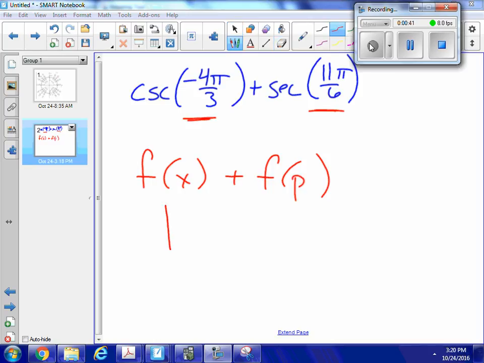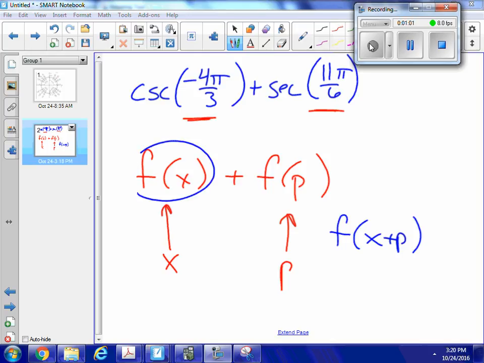In this function here, the x is my input, and in the same function, my p is the input. So the x and the p are my input values. If I was adding them together, I would not be looking for f of x plus p. That doesn't make any sense. I want to find out what is the value of f of x, and then what is the value of f of p. So we'll call this value a, and we'll call this value b, and then I would just add a plus b.